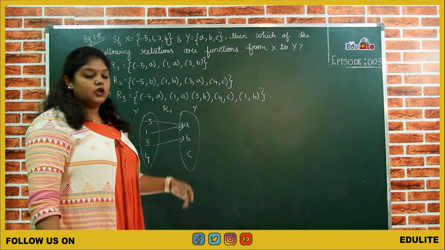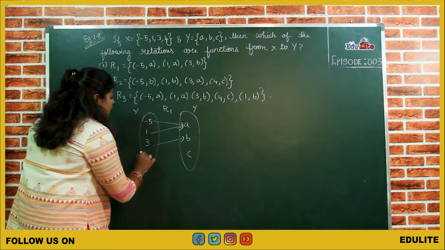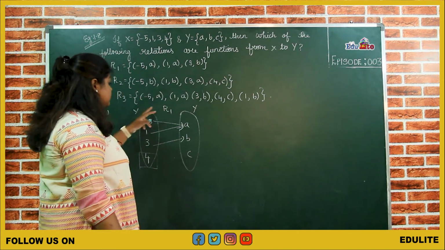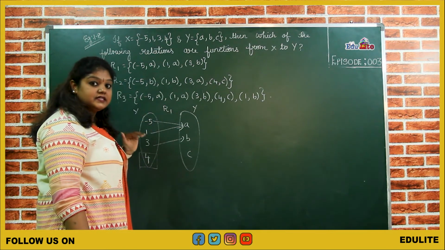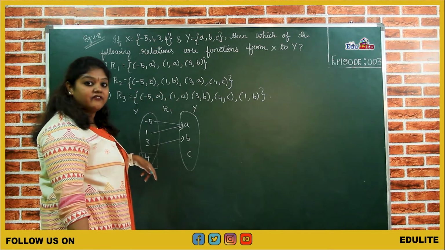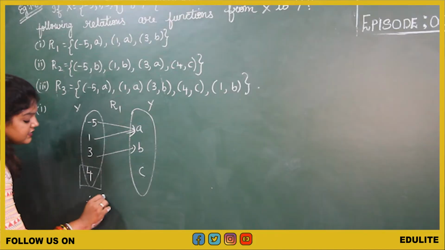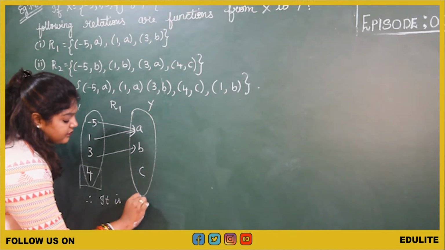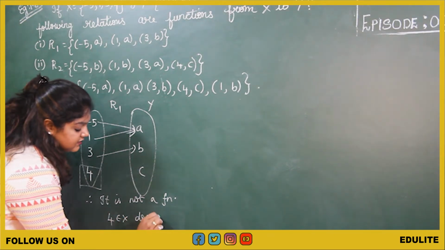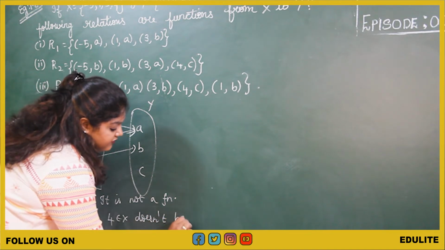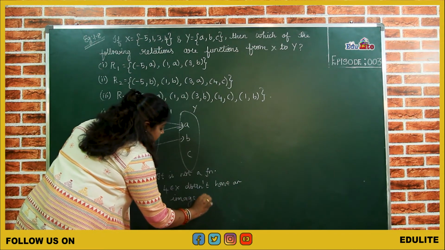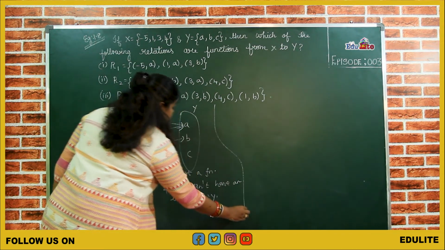This is not a function. Why this is not a function is, the domain 4 does not have any image, which means all the elements in the set x must have an image in y, whereas 4 does not have an image in y. Therefore, this is not a function, because 4 in x does not have an image in y. So, R1 is completed.